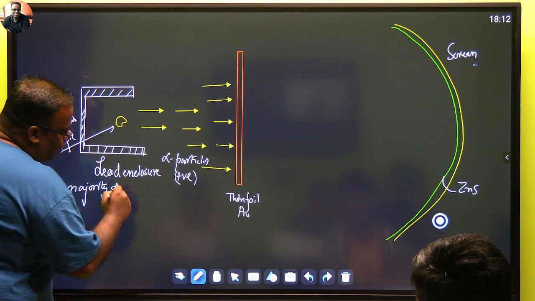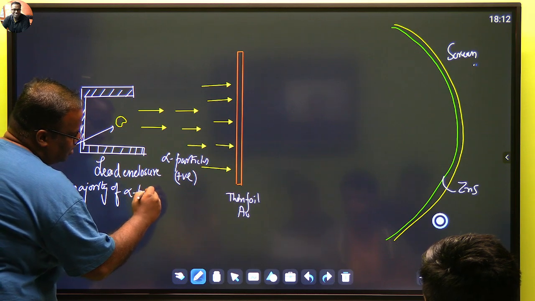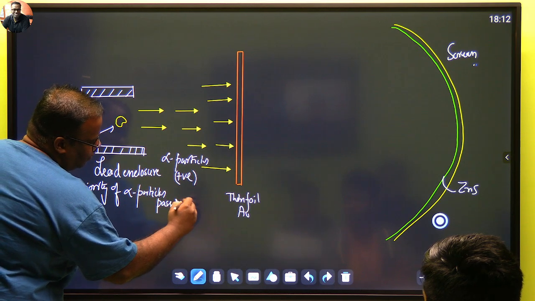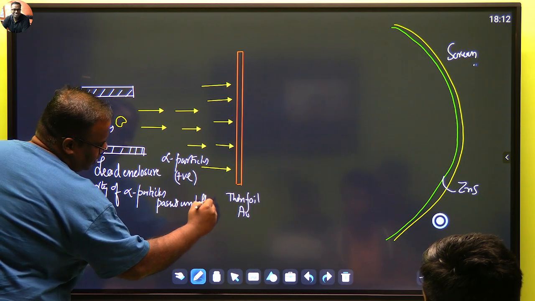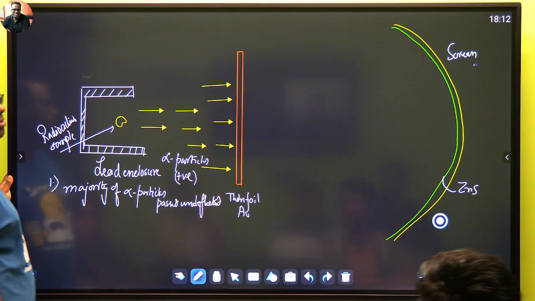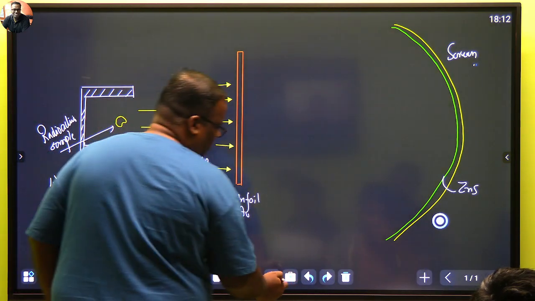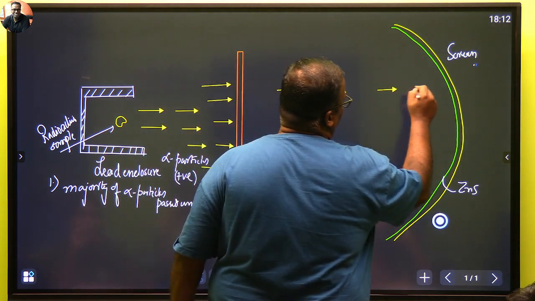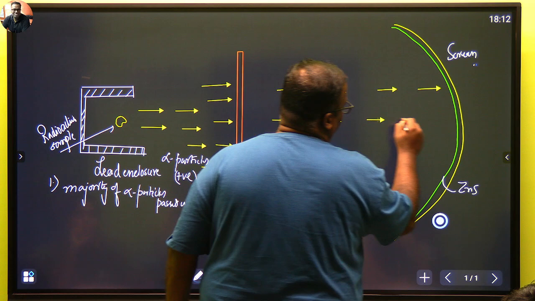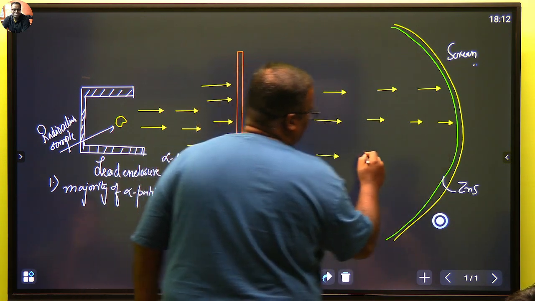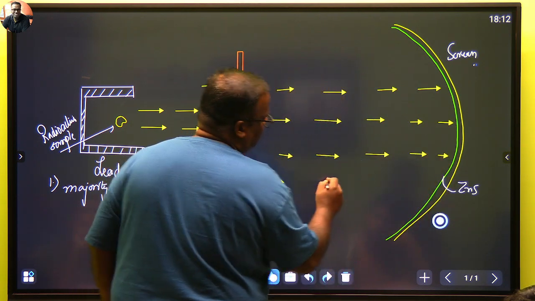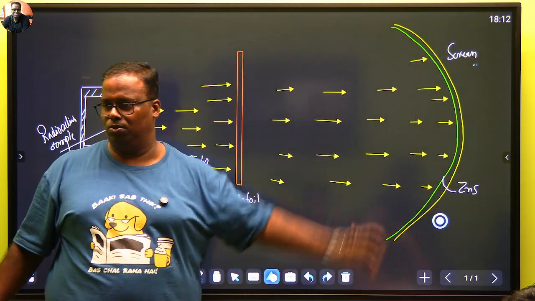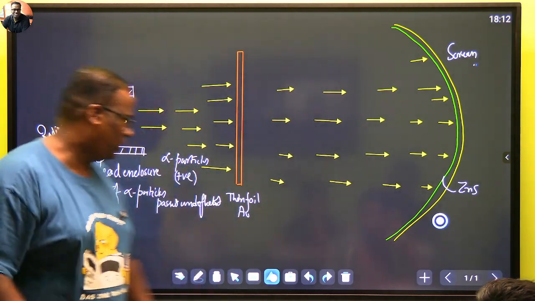He found the majority of alpha particles passed undeflected. Undeflected, do you understand the meaning? Majority of the alpha particles which were released from here just passed undeflected. And obviously you can get a percentage of how much you have bombed and how much you are getting as an impression on the other side. Majority passed through. Understood? Okay, fine.